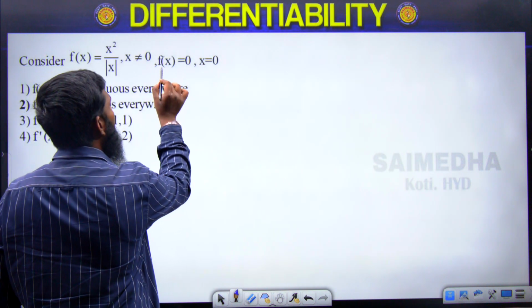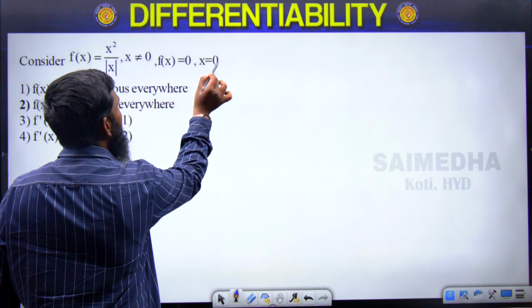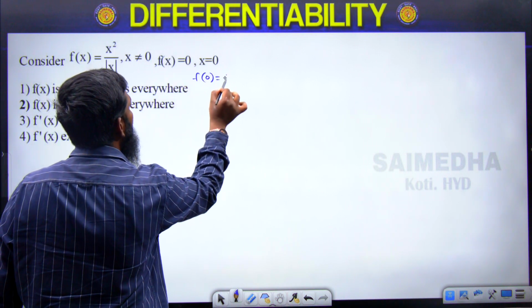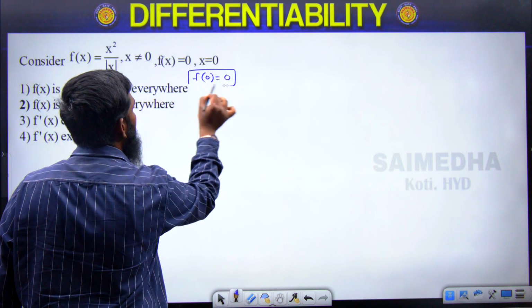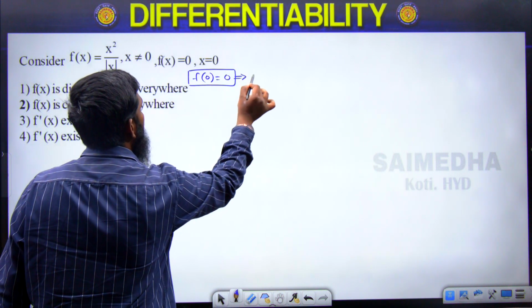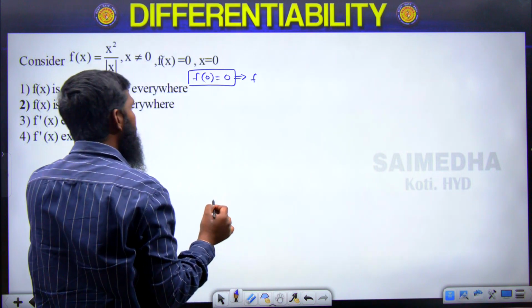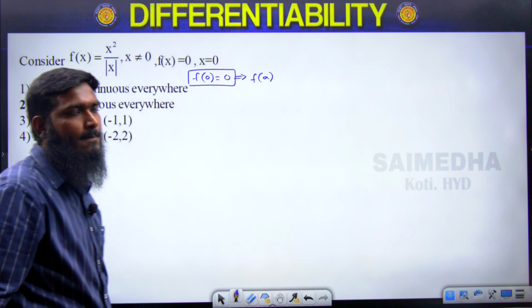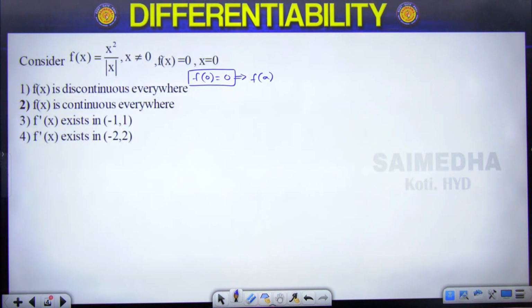Now if you are seeing one more part over here, f of x is equal to 0, x is equal to 0 means f of 0 is equal to 0. This value is given already. The function value is given over here. Okay. Now if the function value is given, let us see what we are getting now.